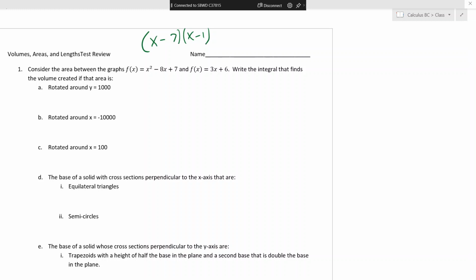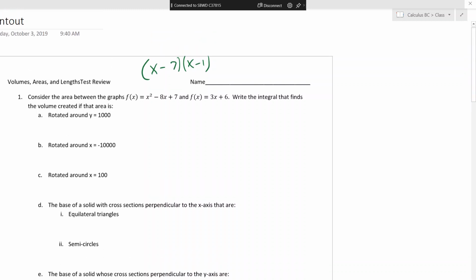But you get 7 and 1 are zeros, and we can also complete the square on that thing. And we're going to get x minus 4 squared. You can kind of do this in your head, right? There should be a 16 at the end of that, but there's a 7, so we need a minus 9. So we get that. Okay?